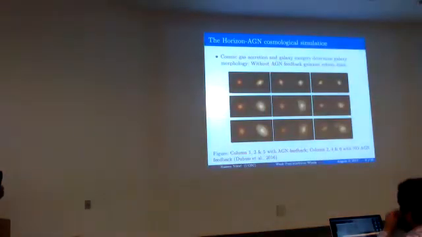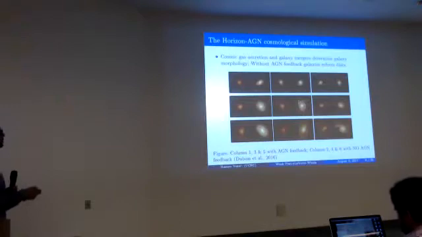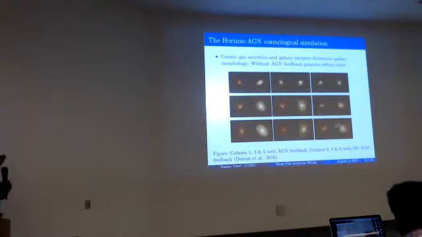And here is another example from the Horizon-AGN simulation. In the odd numbers, I'm showing the runs with AGN feedback, and in the even numbers I'm showing the runs without AGN feedback. So without AGN feedback, galaxies form disks, and they are larger and more massive. So they need AGN feedback to correctly predict the mass and the size of galaxies.